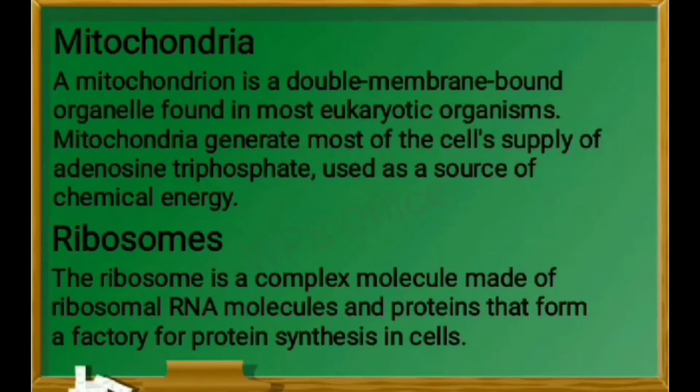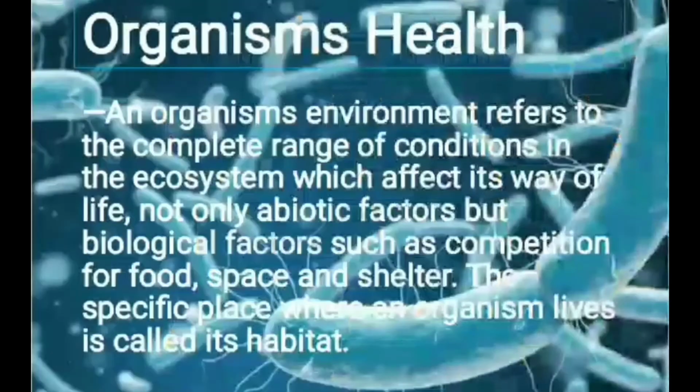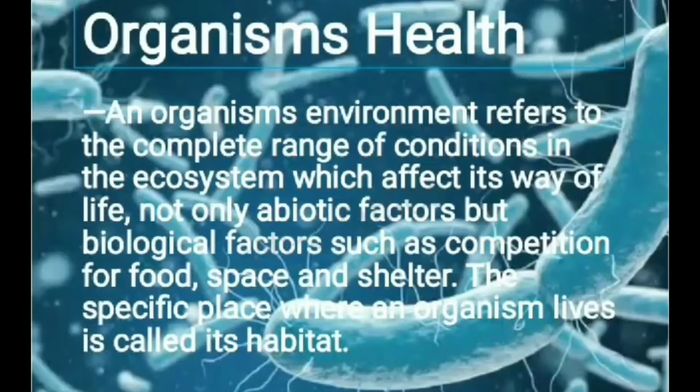A mitochondrion is a double membrane-bound organelle found in most eukaryotic organisms. Mitochondria generate most of the cell's supply of adenosine triphosphate, used as a source of chemical energy. Ribosomes. A ribosome is a complex molecule made of ribosomal RNA molecules and proteins that form a factory for protein synthesis in cells.